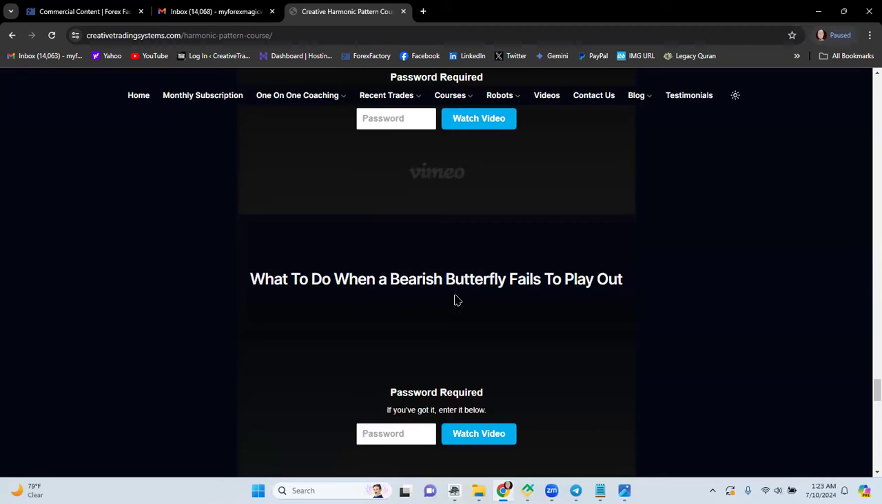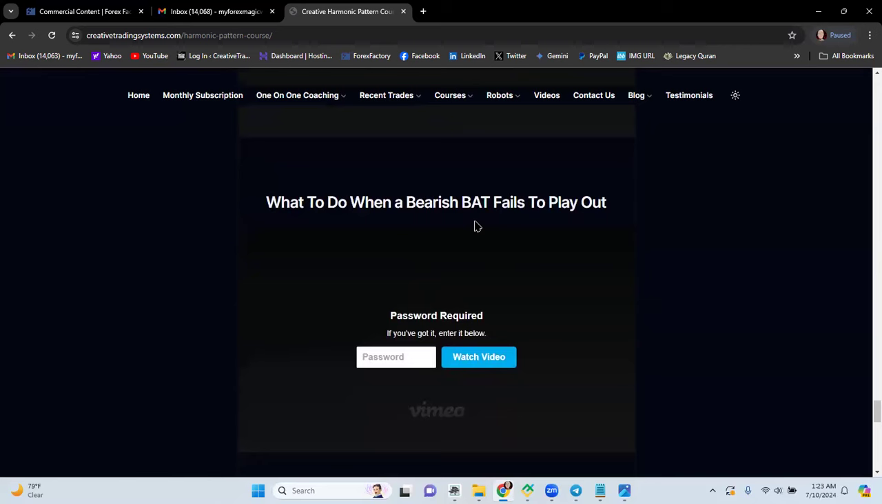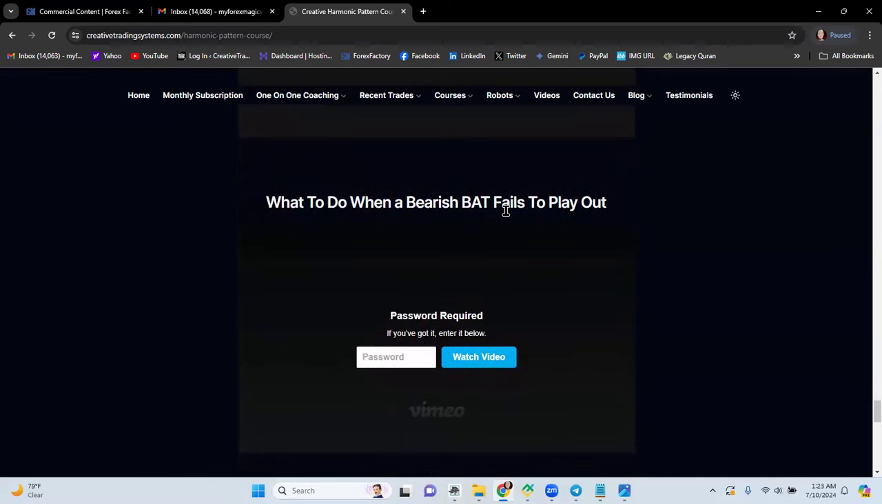What if a bearish butterfly failed to play out? And what if a bearish bat failed to play out? Then comes bullish and all that. So a bearish bat, if it fails and continues to go to the upside, then what?